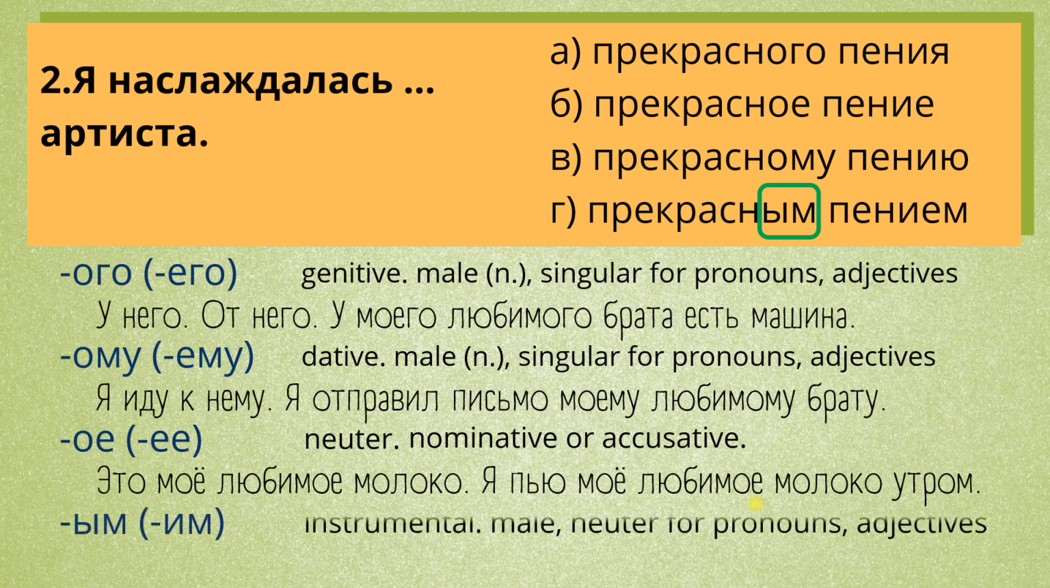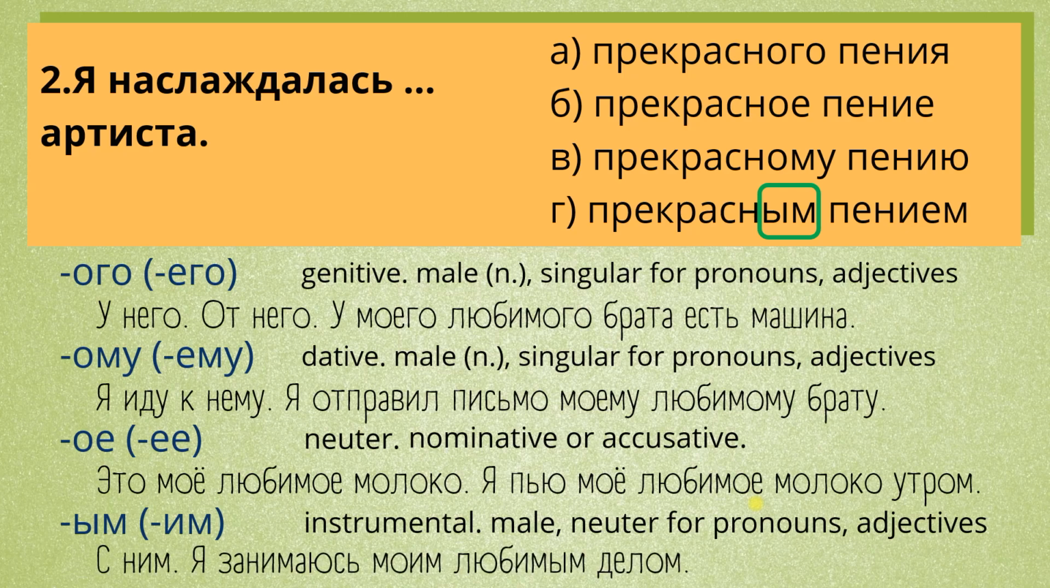Ым or им ending for instrumental case, male, neutral, and again pronouns and adjectives. С ним я занимаюсь моим любимым делом. Любимым, typical ending, but моим, им, because again, pronouns are a little bit different from adjectives, but still it's the same ending. Let's go back to our sentence.